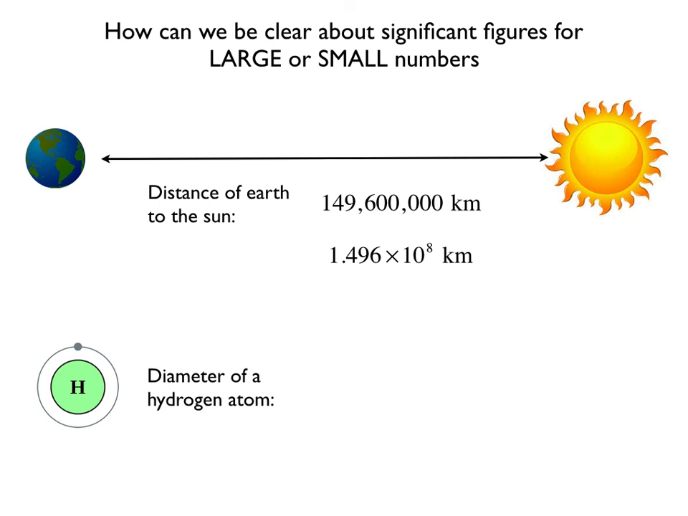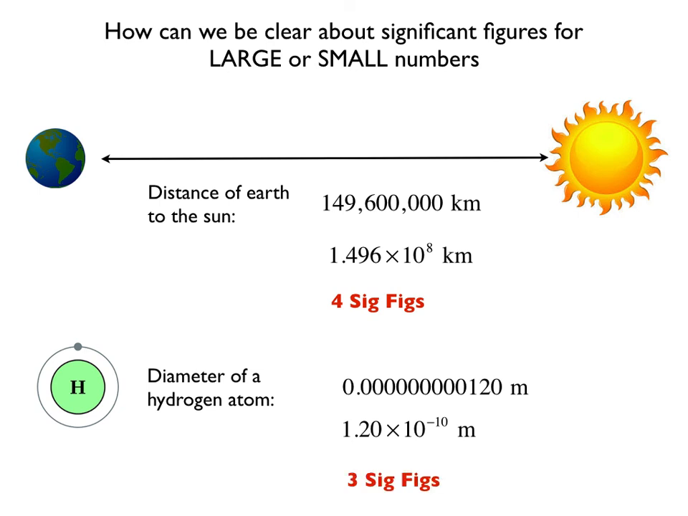When we see it as 1.496 times 10 to the 8th, all of those trailing zeros go away, and now it's a little easier to see 4 significant figures. By contrast, we can look at the diameter of a hydrogen atom, which would be shown here. Very small number. Again, let's convert it to scientific notation. And in this case, we get 1.20. Notice that final 0 stays because it's after the decimal, times 10 to the negative 10th meters. And it's a little easier to see 3 significant figures.